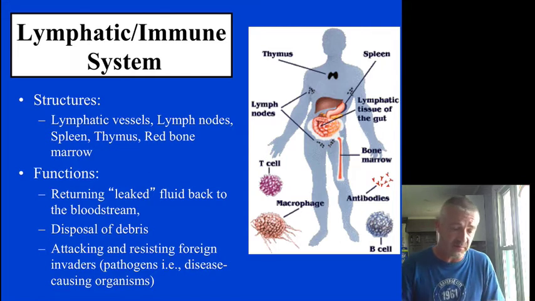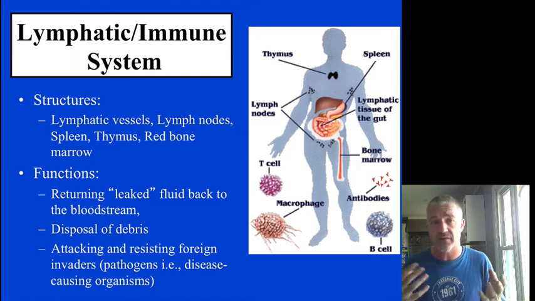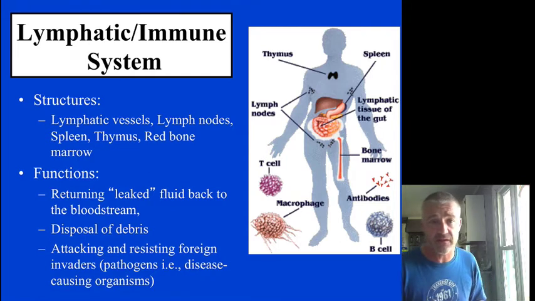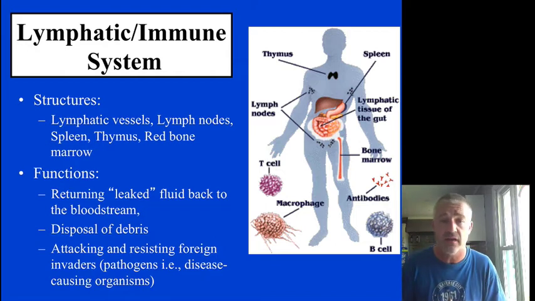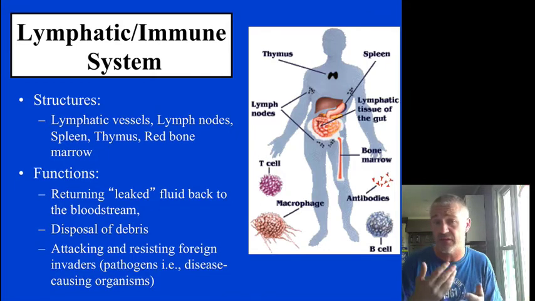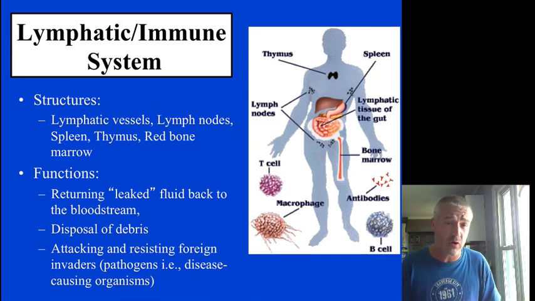Other things, we have the spleen, thymus, and the bone marrow. These are involved in making these different lymphocytes and white blood cells. This is part of how the spleen is going to screen the blood. The thymus is involved in manufacturing T cells. Red bone marrow makes all of our different blood cells.